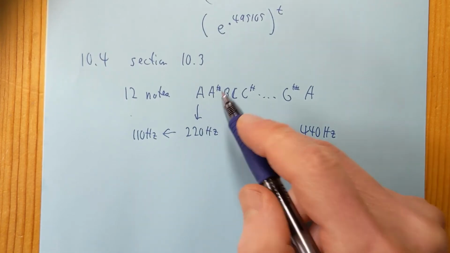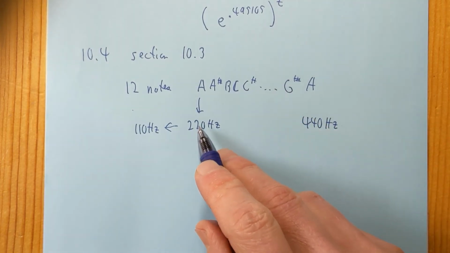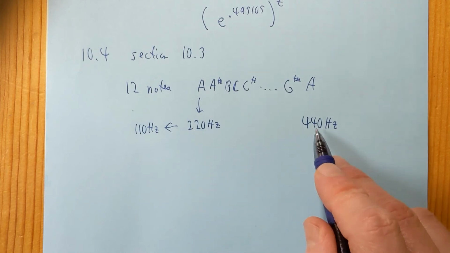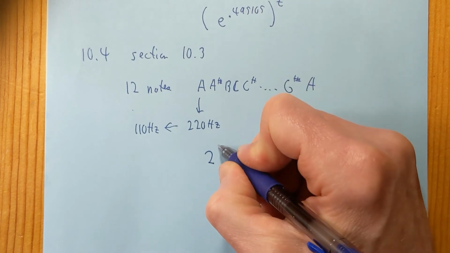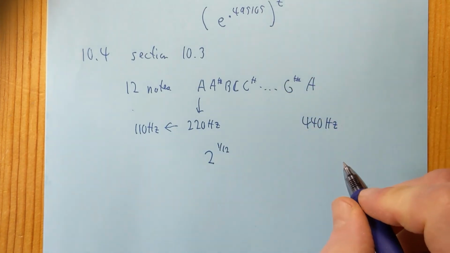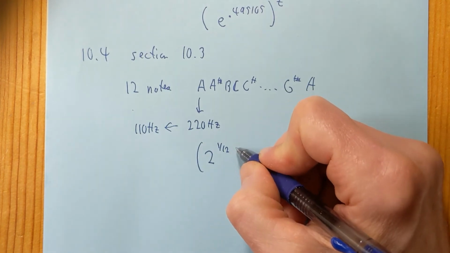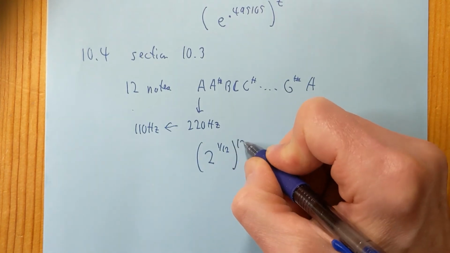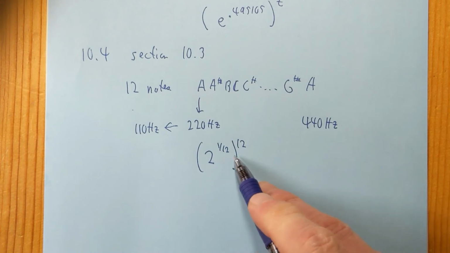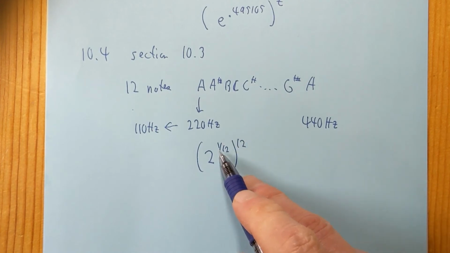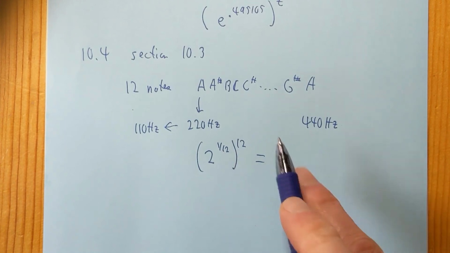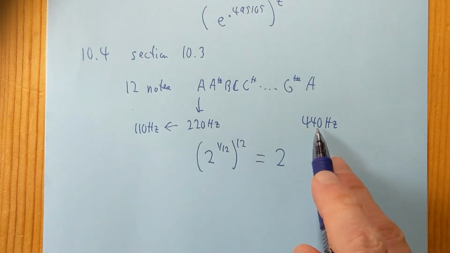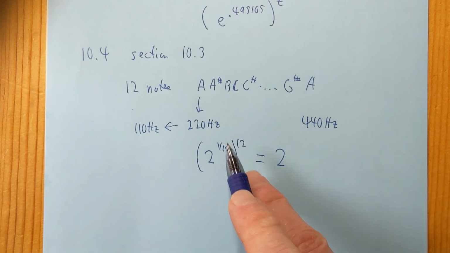Now, what about the A sharp and the B? Since there's 12 of them, and we want to make it double, you multiply each one by 2 to the 1/12th power. That way, when we do that 12 times, which means you raise it to the 12th power, 12 times 1/12 is 1, and that's equal to 2. After we do it 12 times, we just double the frequency. In other words, we go from 220 to 440. So every note is 2 to the 1/12th times higher.